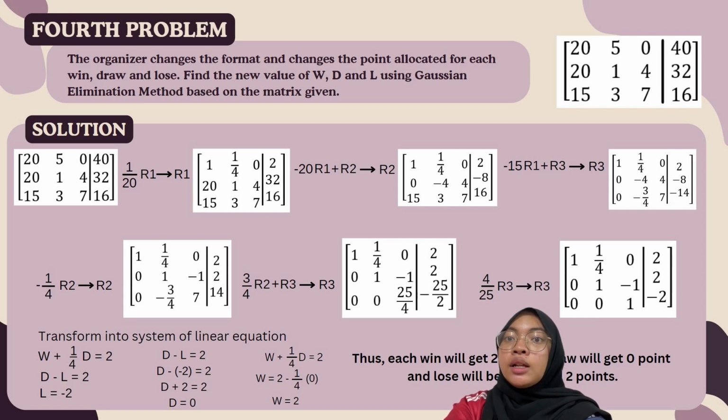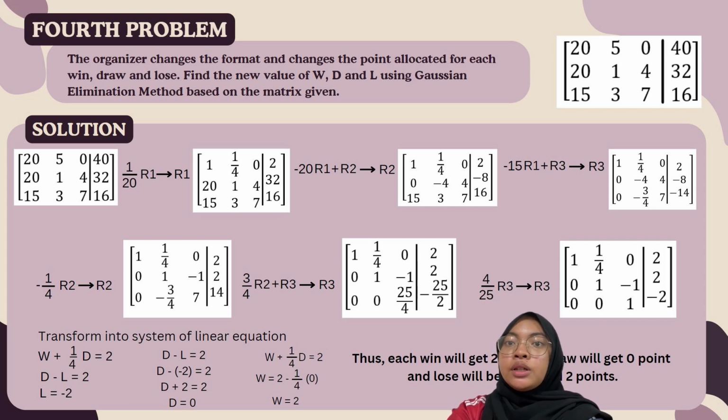Next, we reduce to 0 the constants in the second and third rows under the leading one on the first row. By doing negative 20 R1 plus R2 and replacing R2, we will get 0, negative 4, 4, negative 8 for the second row, and for the third row, by doing negative 15 R1 plus R3 replacing R3, we will get 0, negative 3 over 4, 7 and negative 14. After getting all 0 values under the leading one in the first row, the same step we need to do on the second row to find the leading one.